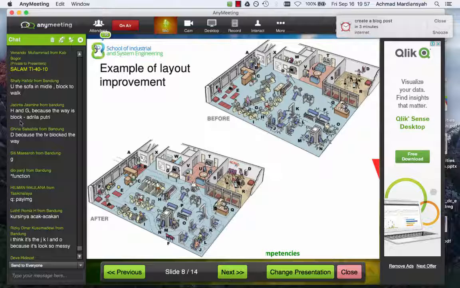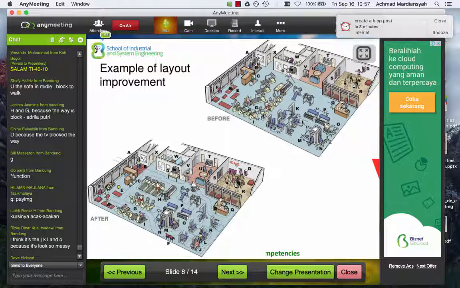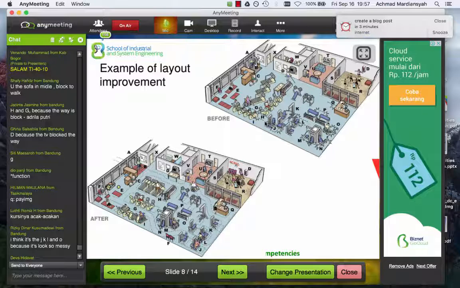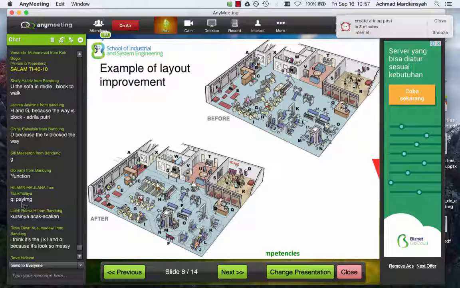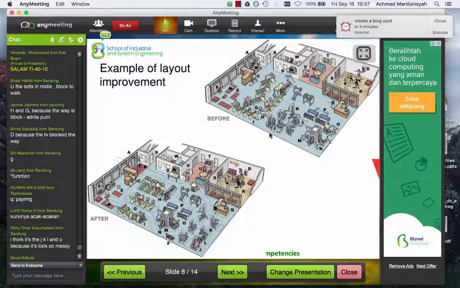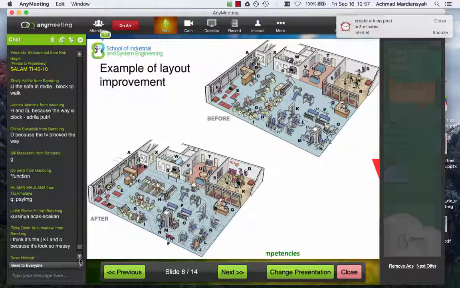What is H? H and G, because the way is blocked. If somebody wants to move from G to K, they have to pass through H there. So it's very short, very narrow. Okay, thank you. Q is paying. What's the meaning? Paying what? So what's the problem?